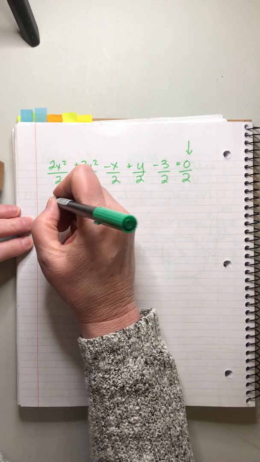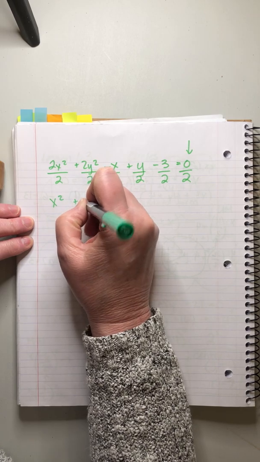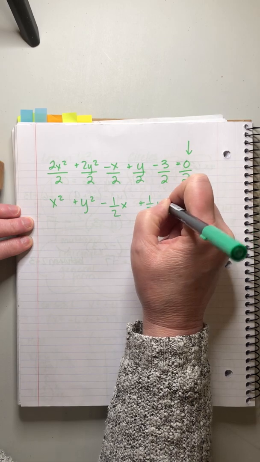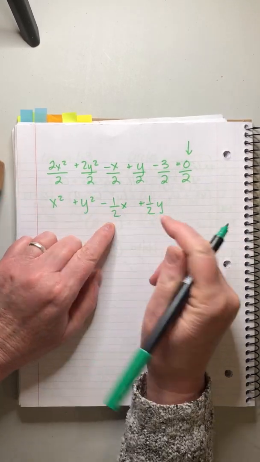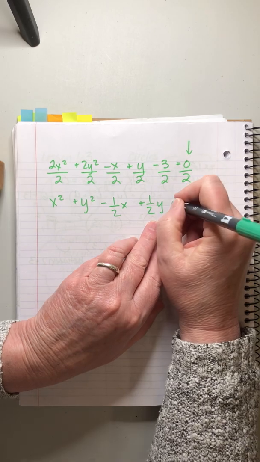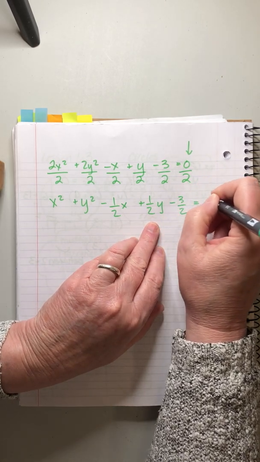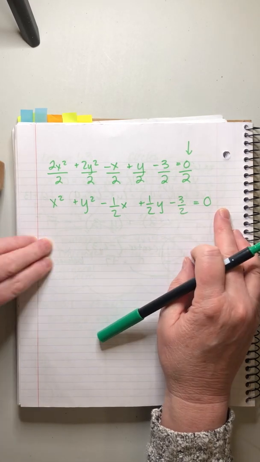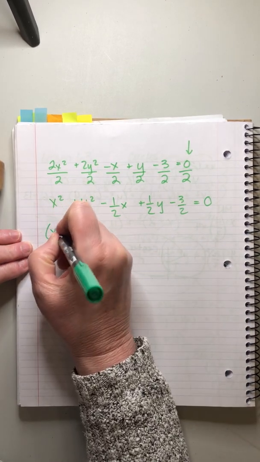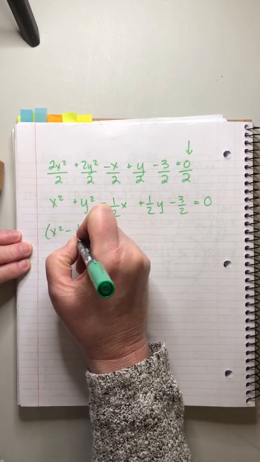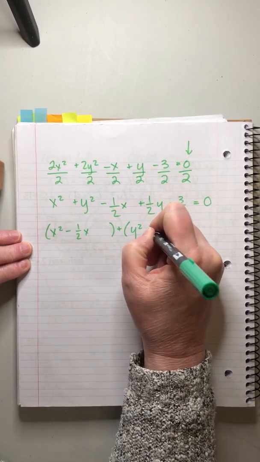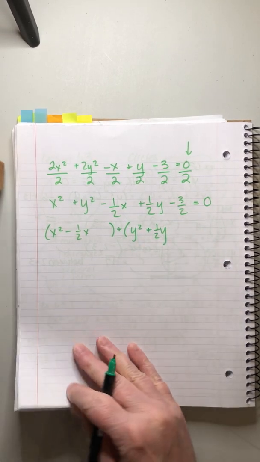So now we'll have x squared plus y squared minus 1/2 x plus 1/2 y. Notice how I'm choosing to write the fraction separately so I can see it better. Minus 3/2 equals 0. Now I'm going to regroup into trinomial format, and I'm going to kick him to the curb. So I'm going to have x squared minus 1/2 x with room plus y squared plus 1/2 y.